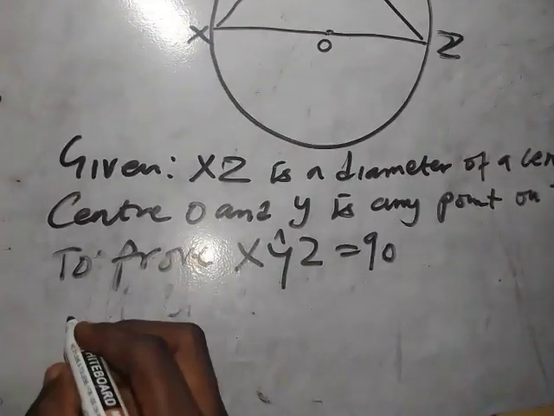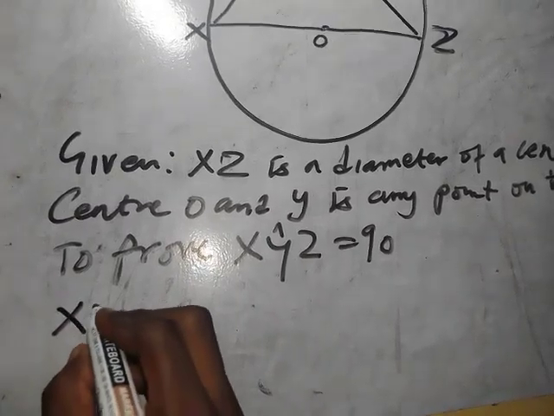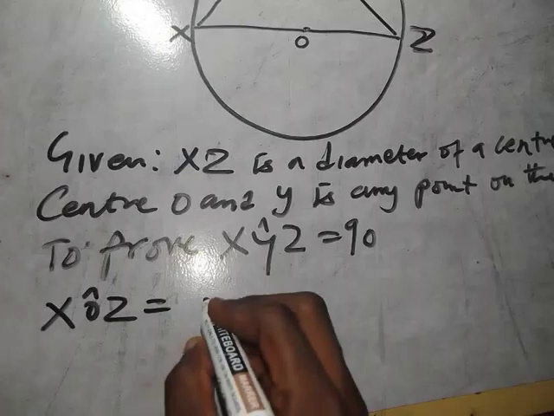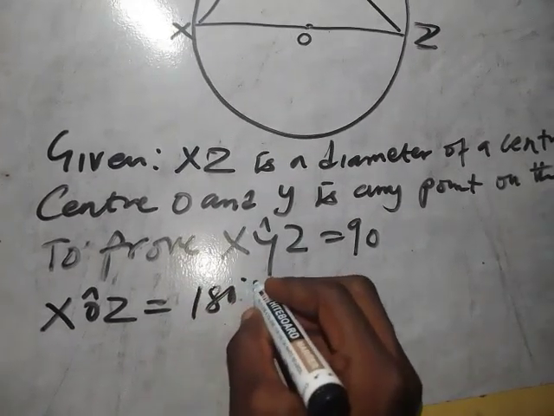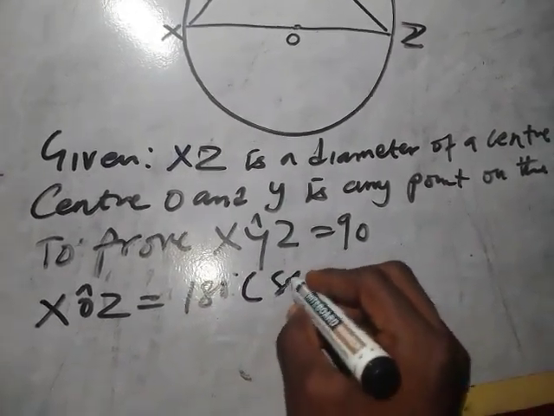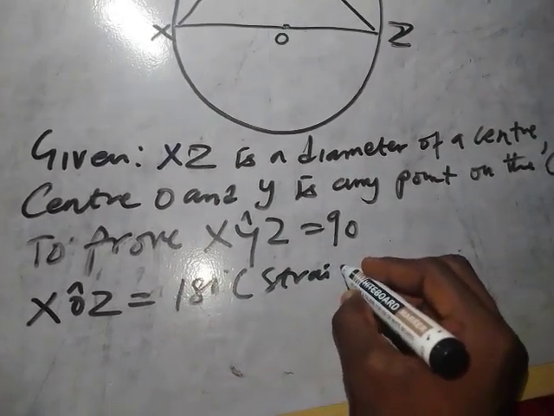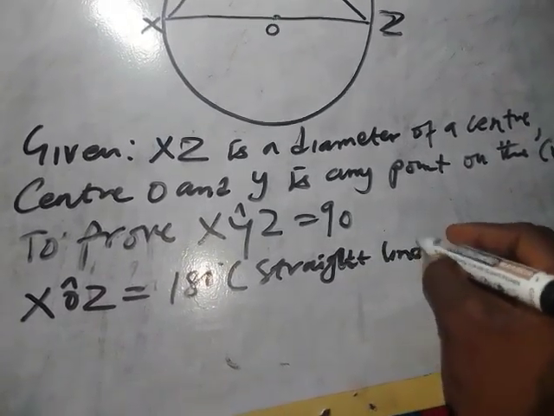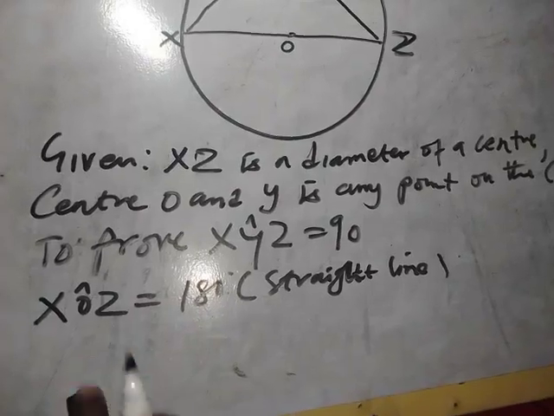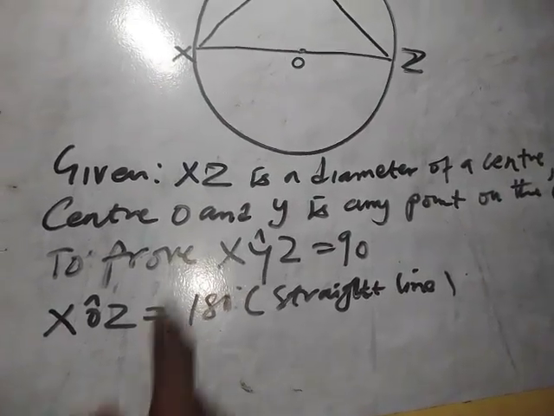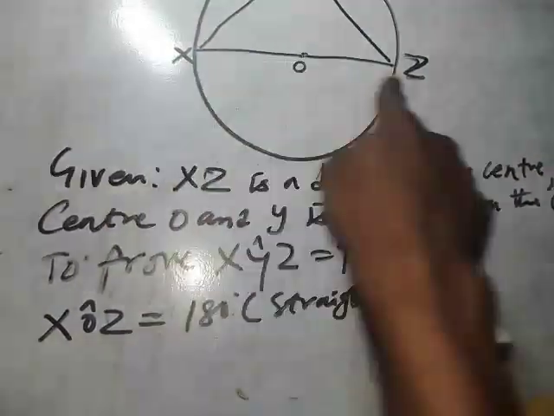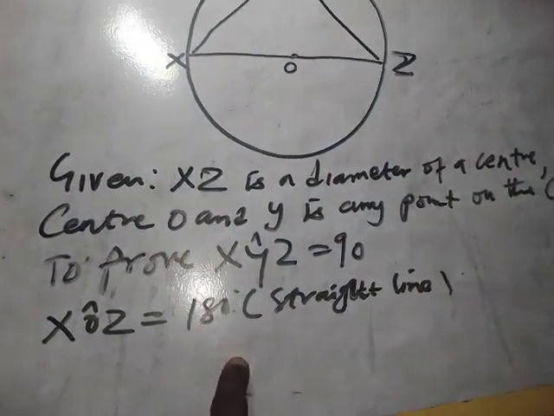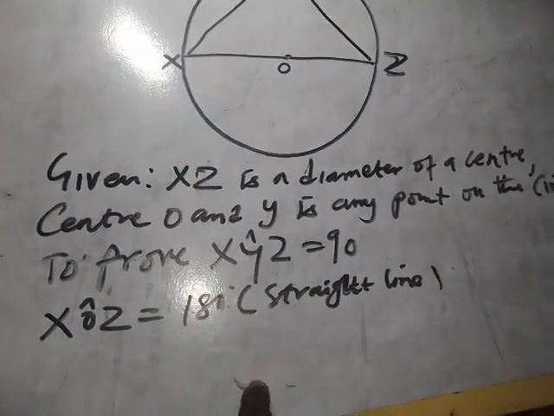Now, do you know that angle XOZ is equal to 180? That is a straight line. Angle in a straight line is 180. Accepted. Because for any line drawn from here to this place, the angle here is 180 degrees, because angle in a straight line is 180 degrees.